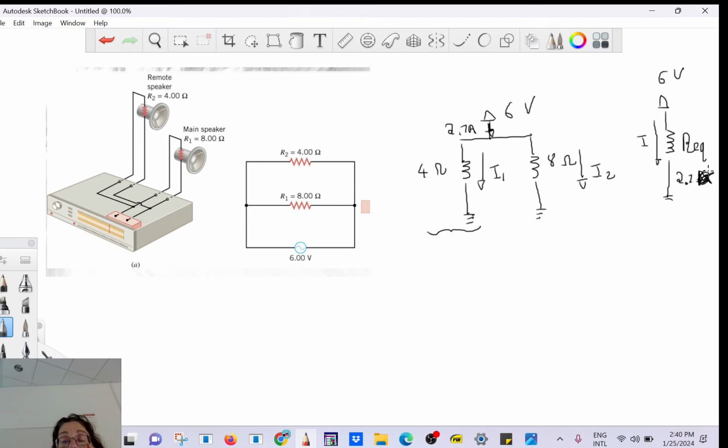No, no. I'm confused. On the left diagram, yeah. So here it's 2.7 ohms. 6 volts. Okay, so can you find the current I?